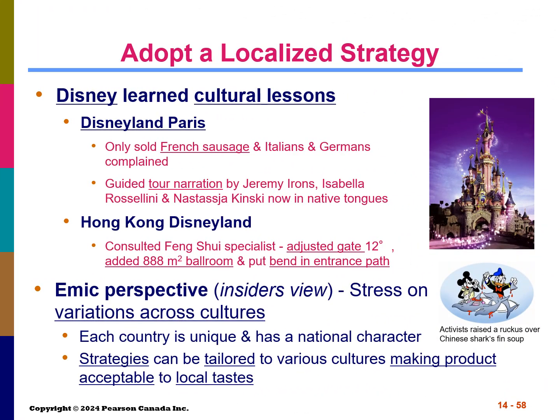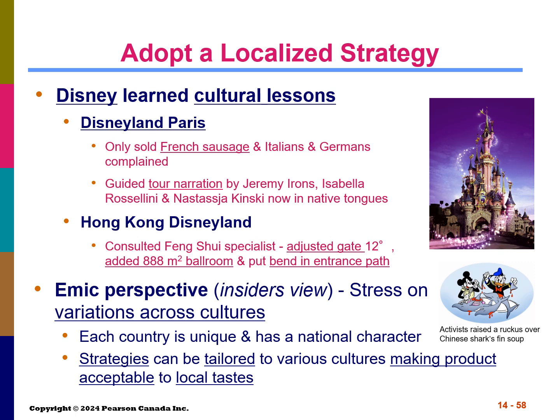Disney learned some cultural lessons from Disneyland Paris. For example, when they opened, they only sold French sausages, and the Italians and Germans complained. They were slammed for recreating their American locations without catering to local customs. Guided tours were modified to include narration by Jeremy Irons in English, Isabella Rossellini in Italian, and Nastassja Kinski in German. In Hong Kong Disneyland, feng shui specialists were consulted to help adapt to the local culture.